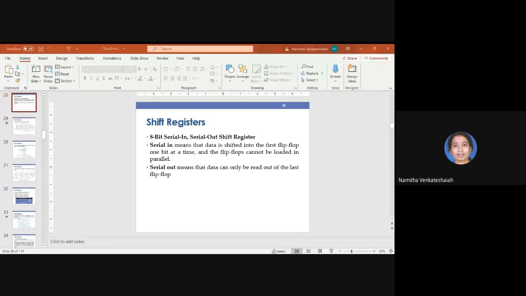In the last class, we discussed shift registers. To be very specific, we discussed serial input, serial output shift register. So in today's class, we will be discussing parallel input, parallel output shift register, and further topics.